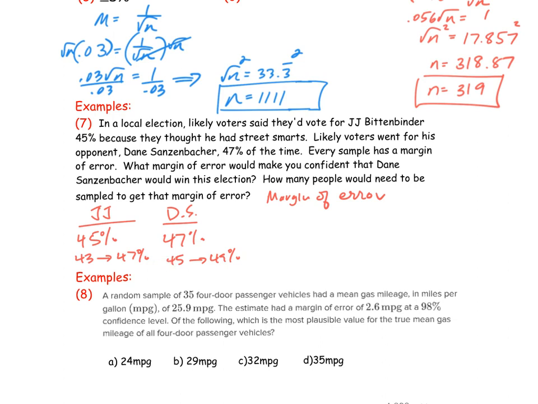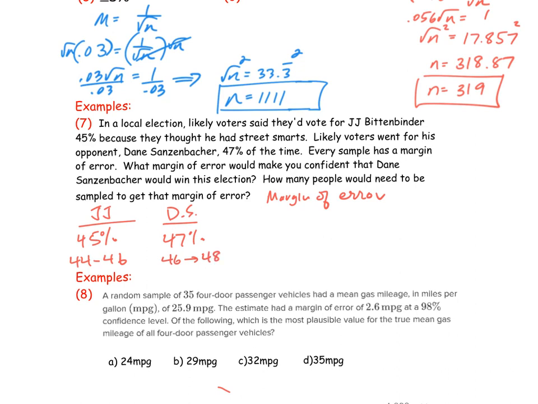So if you want to be sure that Dane Sanzenbacher is going to win, you need a smaller margin of error than 2%. So let's try a 1% margin of error. If I reduce my margin of error from 2% to 1%, that makes JJ land between 44 and 46, right? Plus or minus, so I add 1 to 45 or subtract 1 from 45. Same thing with Dane, I'm going to add or subtract 1 from 47. So with 47, I'm going to be between 46 and 48.